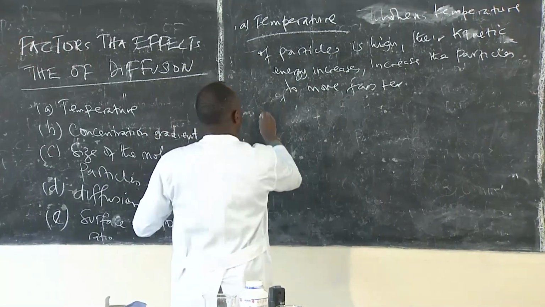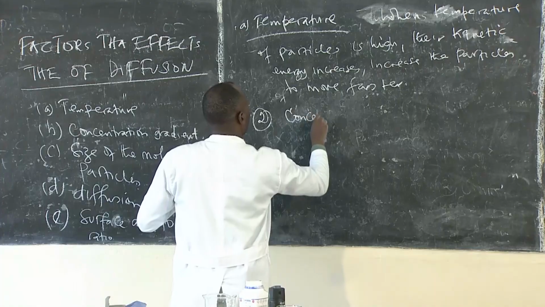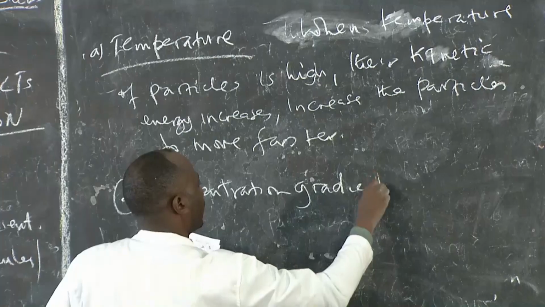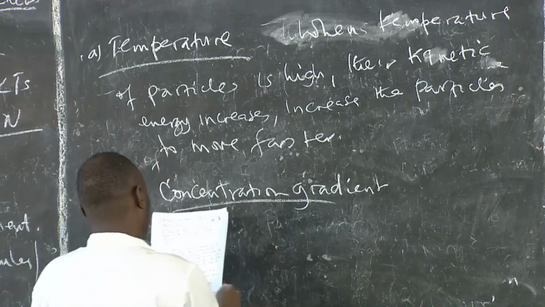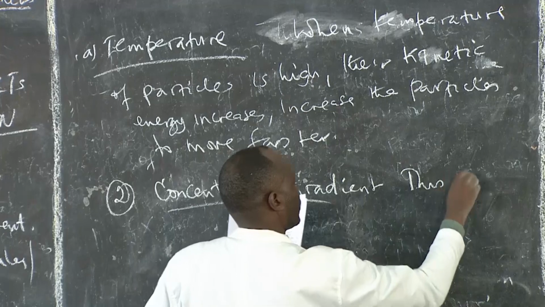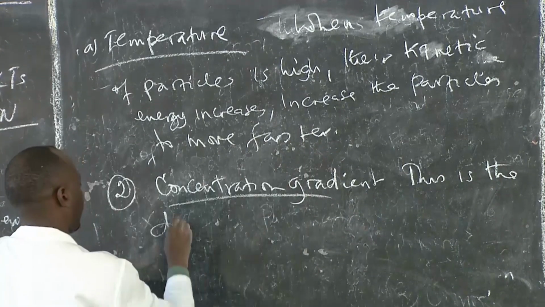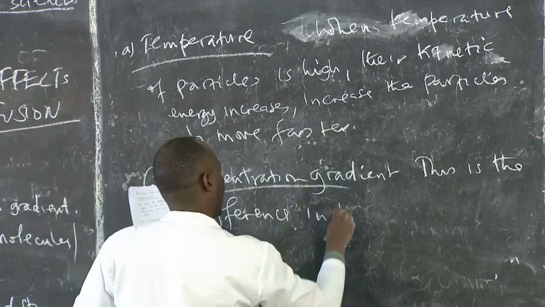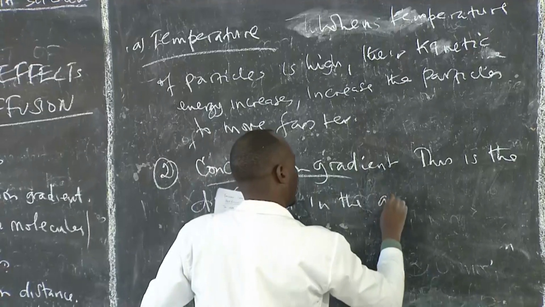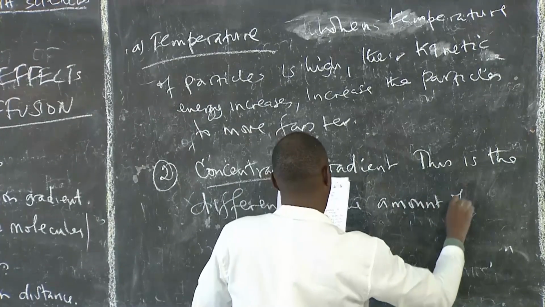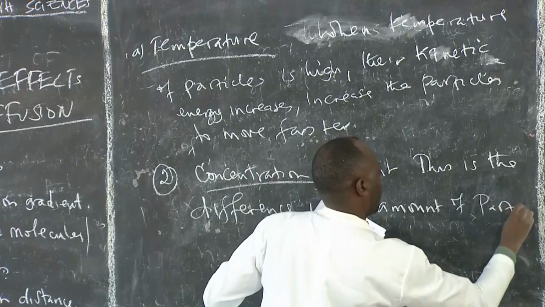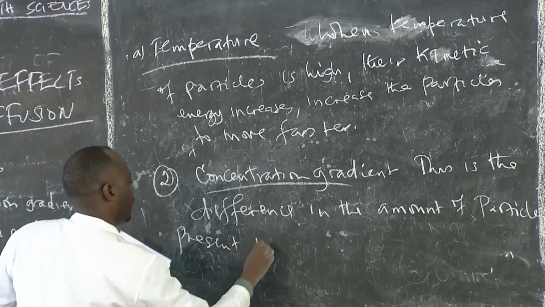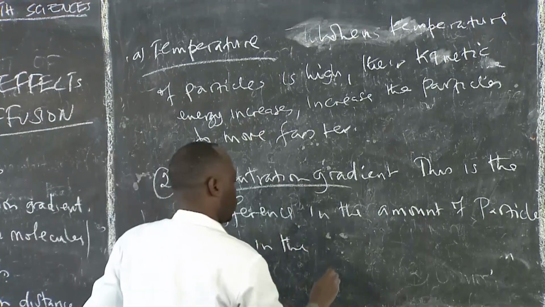Number 2, concentration gradient. You can say this is the differences in the amount of particles present in the two regions.